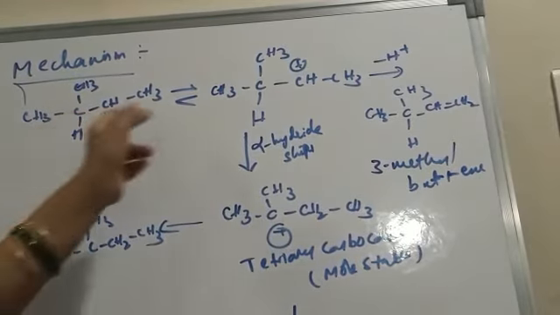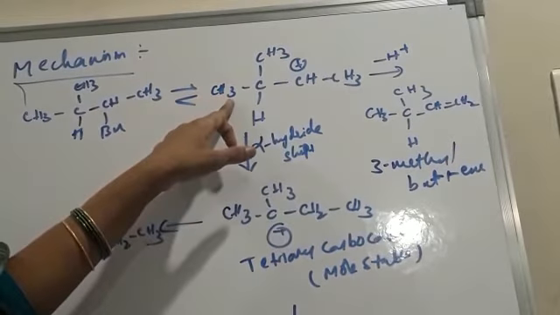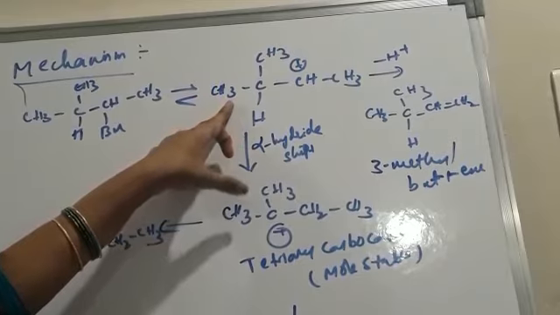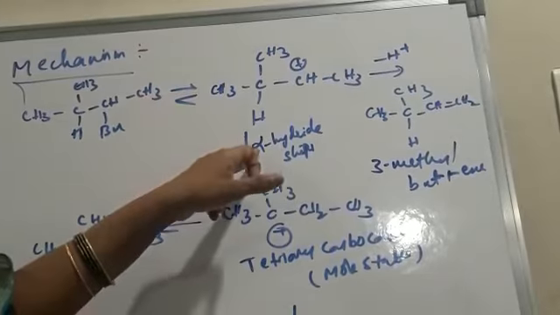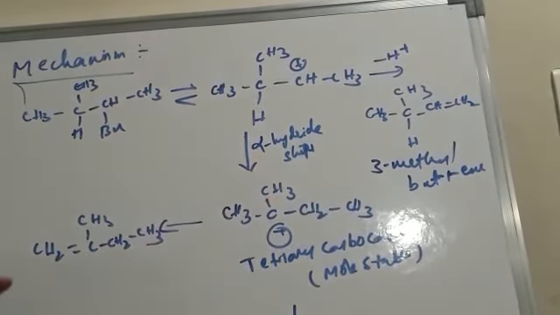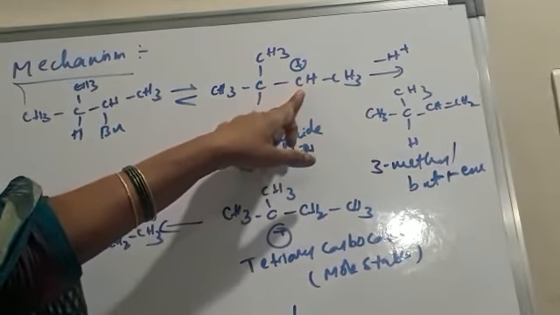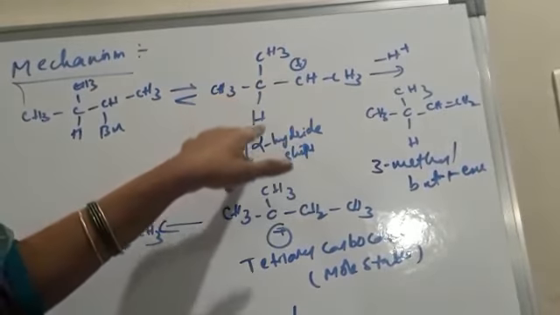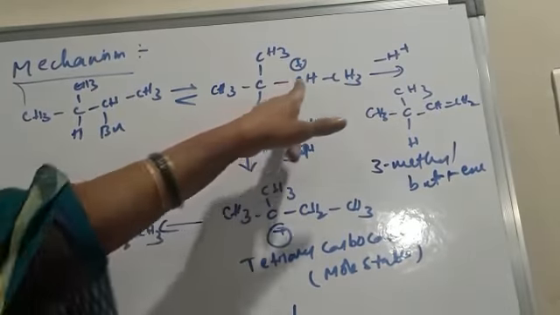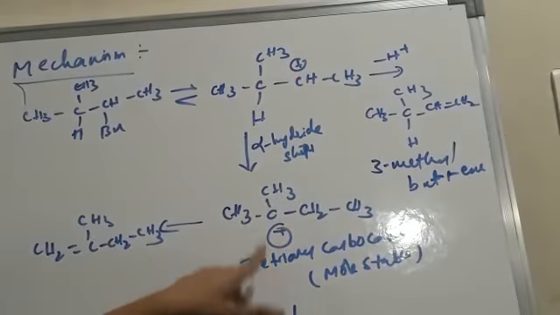Then the carbocation which is formed due to the removal of bromide ion undergoes shifting. That is called alpha hydride shift. Okay. So this carbon is the cation. So the hydrogen present at the alpha position to this shifts towards the positive charge. Okay. So due to this we get a tertiary carbocation.